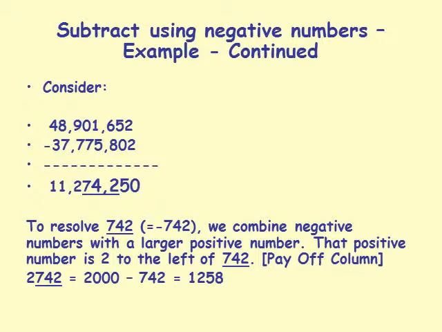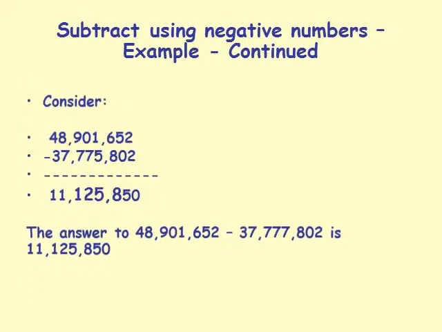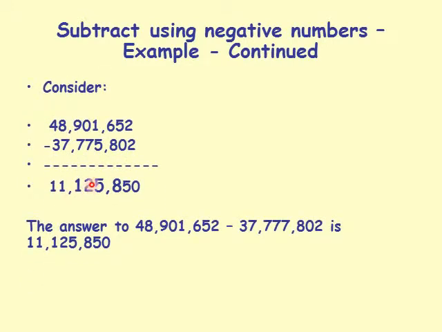Okay, so we have 1, 2, 5, 8 here instead of 2, negative 7, negative 4, negative 2. So we just replaced it with 1, 2, 5, 8 here. And so we got all positive numbers in the answer. The answer to 48901,652 minus 37775,802 is 11,125,850.